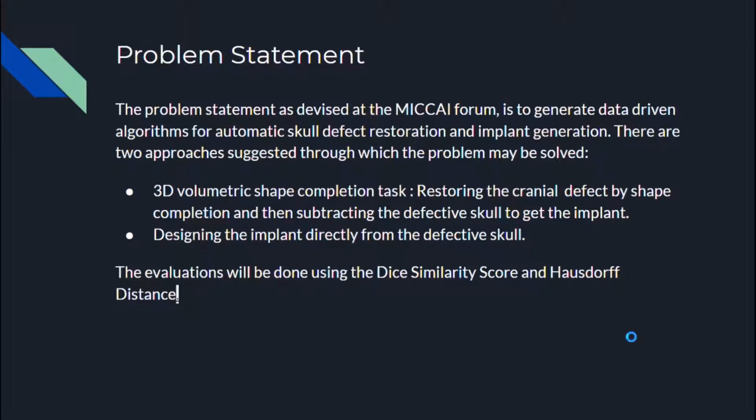It can be modeled in two ways. The first one is as a volumetric shape completion task, where we will be inpainting the inside of the defected skull to restore the defect. The second method is generating a three-dimensional implant directly from the defective skull. Both approaches will be evaluated using the dissimilarity score and the Hausdorff distance.